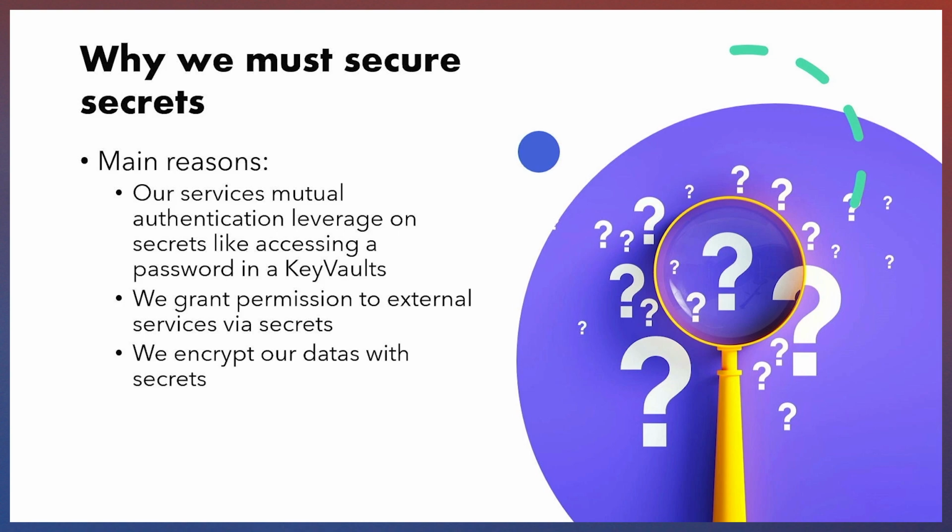Even here we have another list of reasons why we must be secure. I was talking about mutual authentication between services, but we also have data encryption, and a lot of permissions basically. We use secrets to give our users or our user systems permission. We are granting authorization through secrets basically. We have the question, but we don't have the answer: how can we secure the secrets?